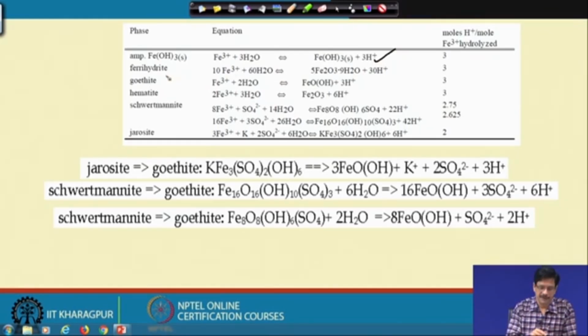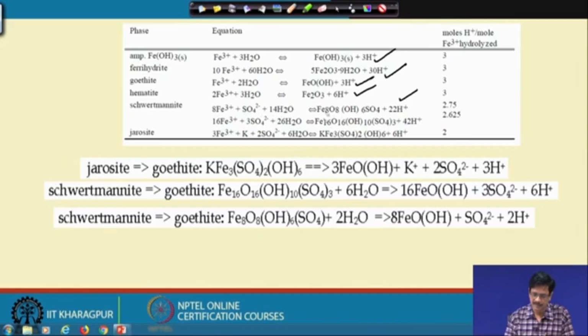is formed in a cryptocrystalline ferrihydrite form from iron 3 plus, it is giving rise to a form of hydrated iron oxide, limonite, and generating H plus ion. Goethite is again similarly generating the H plus ion, hematite, and this one is the swartmanite. When this swartmanite forms, it also generates H plus ion. So, we can see that in a very strongly acidic environment such kind of minerals are forming.